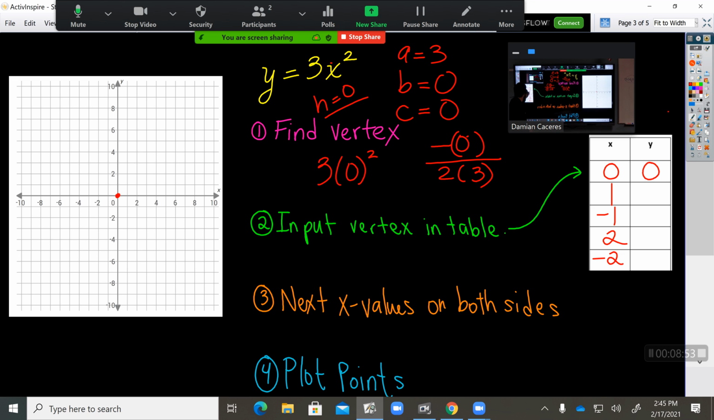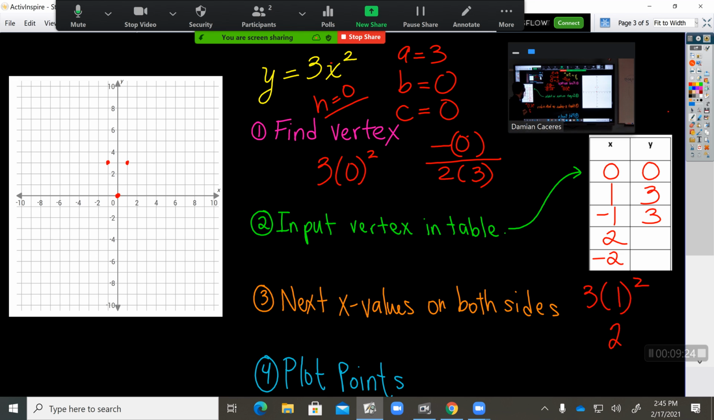Now you just have to plug in these numbers into the equation and solve. So 3 times 1 to the second power. 1 to the second power is 1 times 3 is 3. Now here's the beauty of graphing this. If 1 gave me 3, then negative 1 also has to give me 3. You copy the answer over because it has to be symmetrical. So now we have 1 comma 3 and negative 1 comma 3. Already you see a little V or U shape.